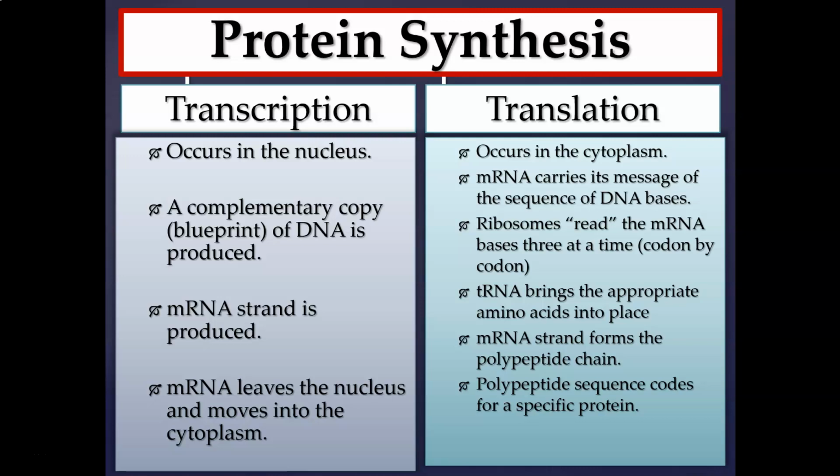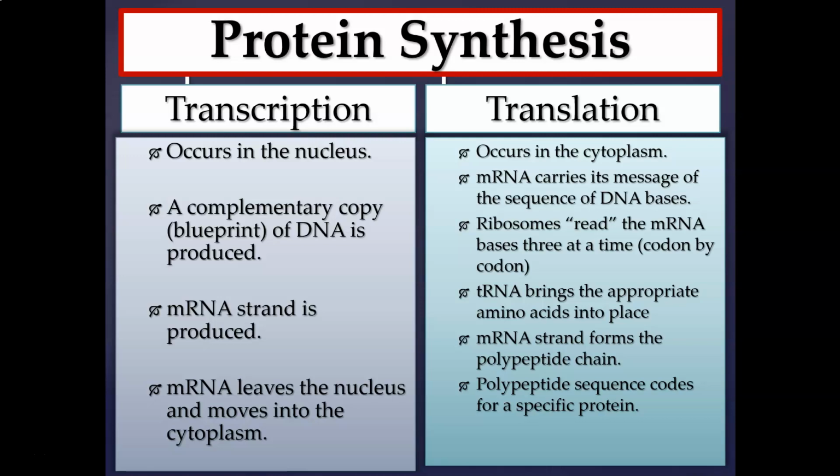Once we're out into the cytoplasm, we're into phase 2 of protein synthesis. That's called translation. Translation will occur entirely in the cytoplasm where the ribosomes are located. The messenger RNA carries its message of the sequence of DNA bases, and the ribosomes will essentially read the messenger RNA bases 3 at a time. AUG, for example, is the start codon. So it's going to read that strand codon by codon.